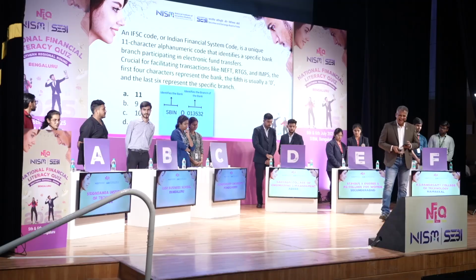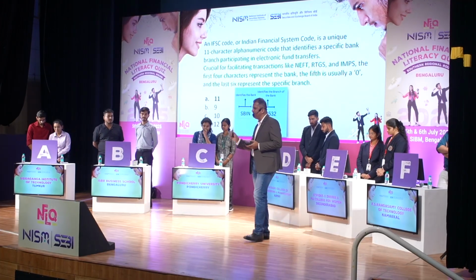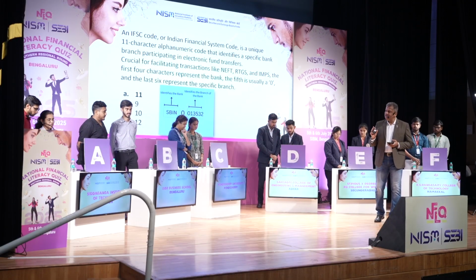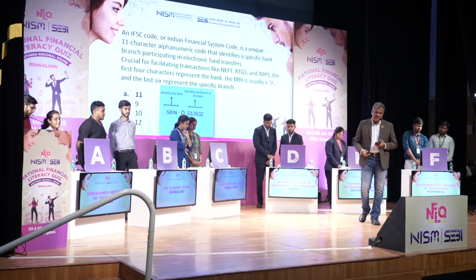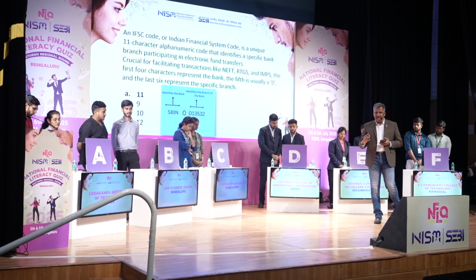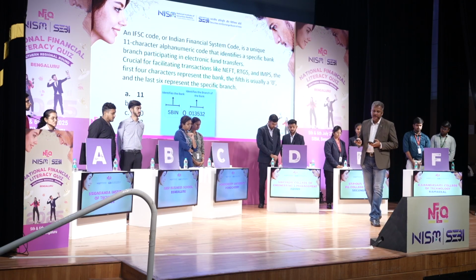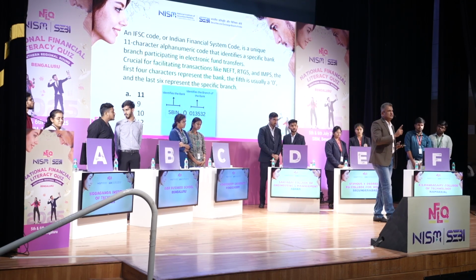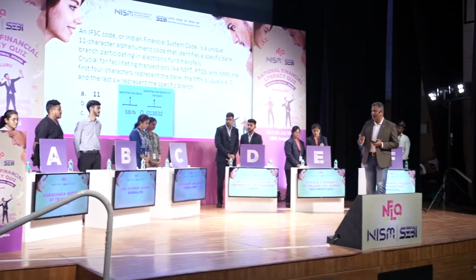It's A, 11. Perfect answer. 11 is the answer. And the IFSC that we use on checks stands for Indian Financial System Code. It's a unique 11-character alphanumeric code which identifies not just the bank but the branch of that bank which is involved in the transaction. If you look at the photo that shows, the first 4 characters are the bank, the 5th is usually a 0 or an O, and the last 6 will show you which branch it is. Audience, remind me to ask you a question on the IFSC as your audience question, right? Moving on, you get 10 points, Team B.